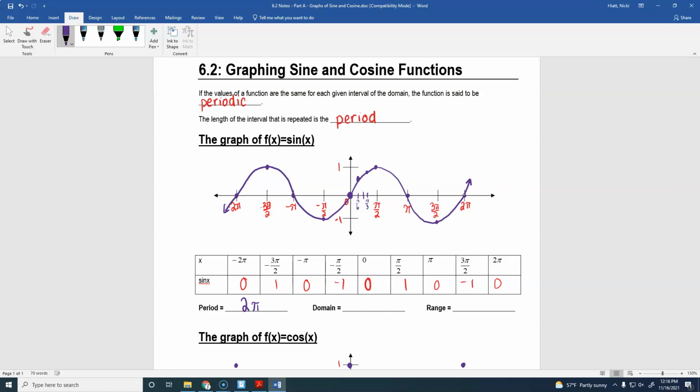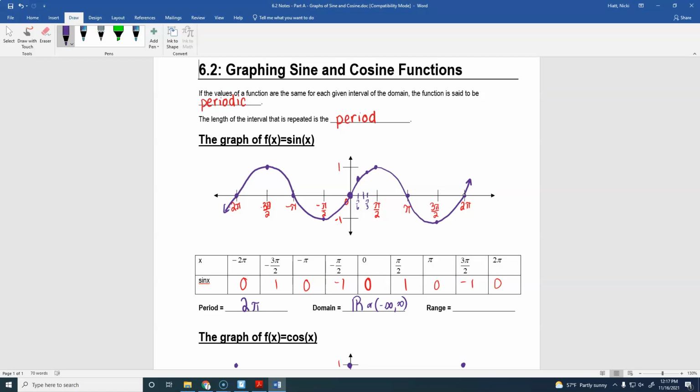Domain for sine is all real numbers, or negative infinity to positive infinity. You can plug any number into sine, positive, negative, rational, irrational. Now, obviously, unit circle-wise, we've only got certain numbers we know how to deal with on the unit circle, but the calculator can take care of the rest of everything for us, right? You can plug any number in.